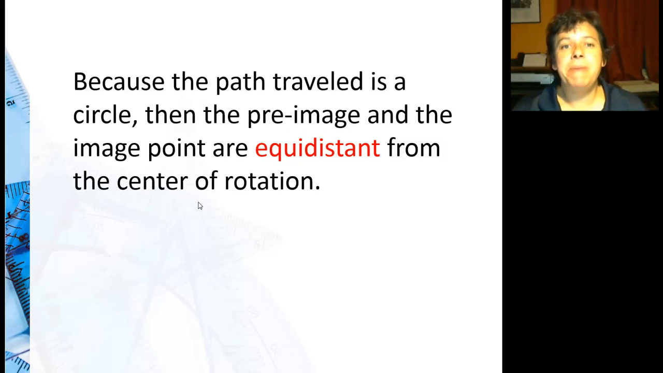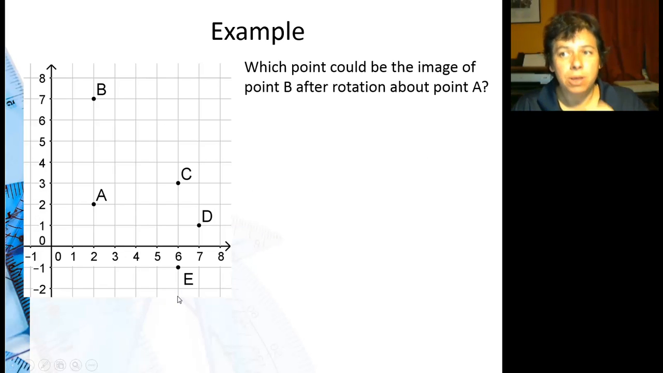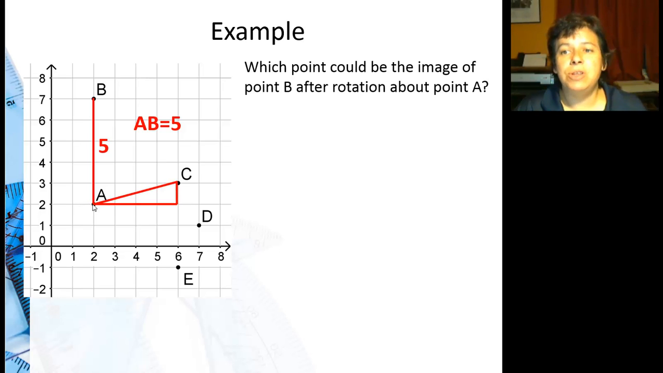So because the path traveled is a circle, the preimage and the image point are equidistant from the center of rotation. So you can tell if a point was rotated about another if both points are the same distance from the point of rotation. In this example, we're going to determine which point, C, D, or E, could have been point B after rotation about point A. The distance from A to B is pretty easy to measure. It's just 5.